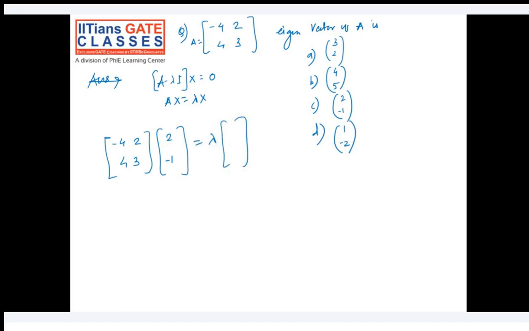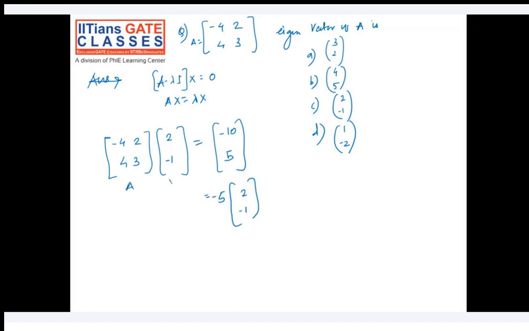Minus 4 into 2, minus 8, plus 2 into minus 1, minus 2, which is minus 10 you will get. Then 4 into 2 is 8, minus 3 into 1 is minus 3, which is 5. Then you can take minus 5 common here, and you will get (2, -1). So in short, A times x equal to lambda times x.